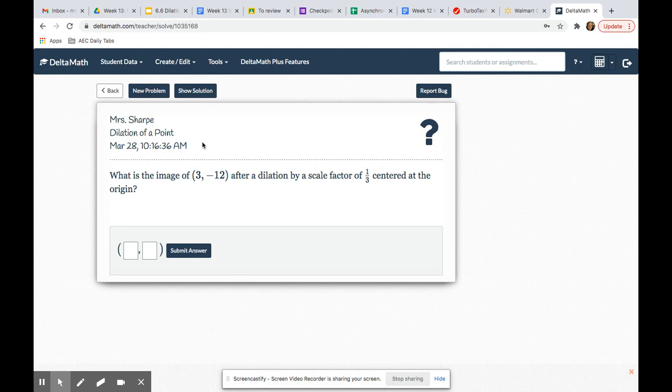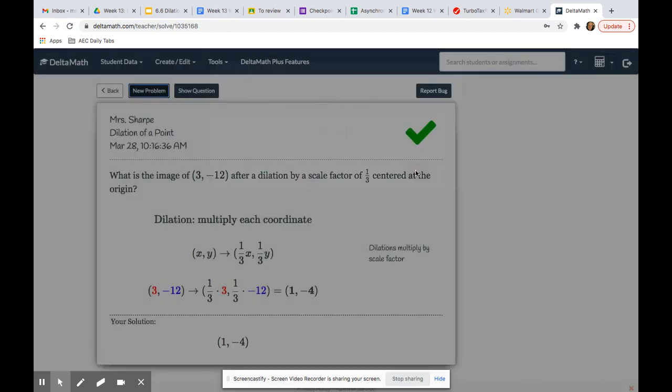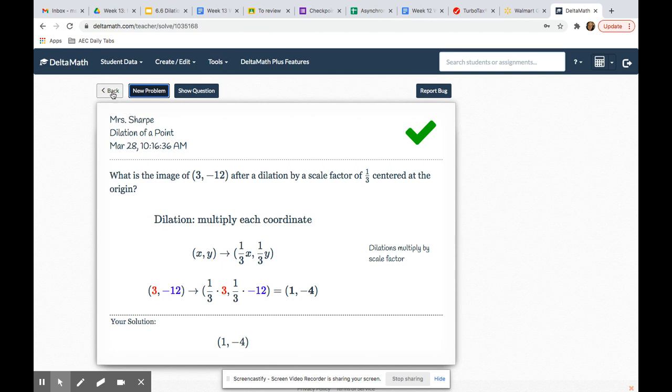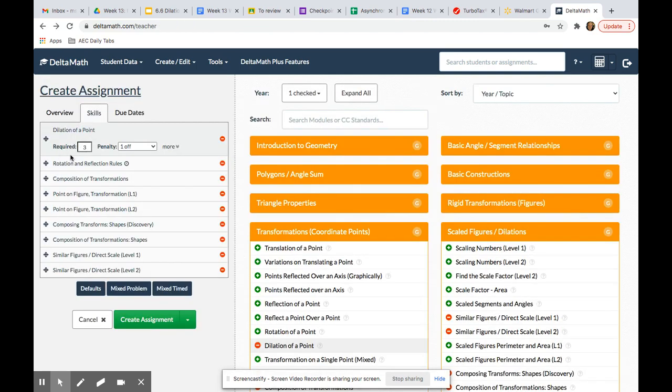The first thing you're going to be asked to do is to find the dilation of a point. What is the image of this point after a dilation by a scale factor of 1/3? Remember, you just multiply each of these by 1/3. So 3 times 1/3 is 1, and negative 12 times 1/3 is negative 4. Okay, so that's what you do on that section. There's 3 of those.